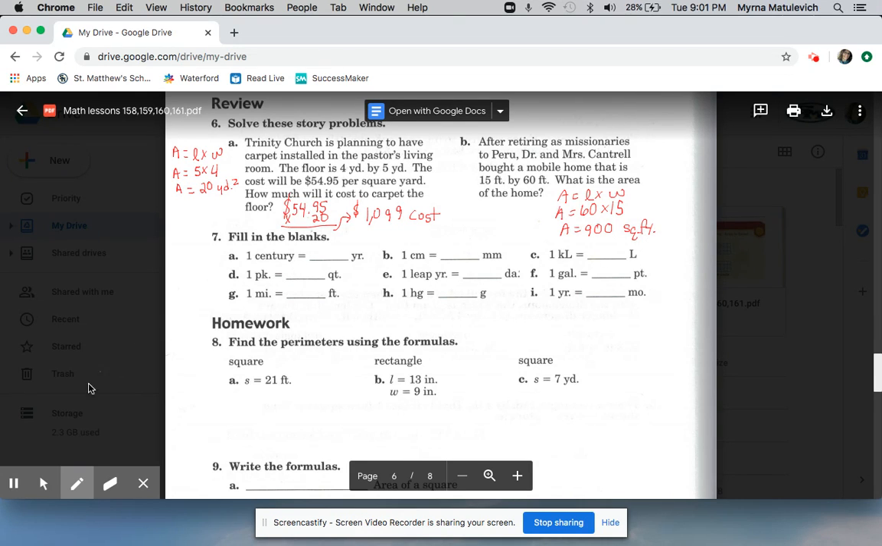Fill in the blanks. And this is what you should have gotten. You could have looked in the appendix, the back of your math book to help you if you needed. Remember, a leap year has one extra day. 8 pints in a gallon. Okay, and the homework you don't need to do.